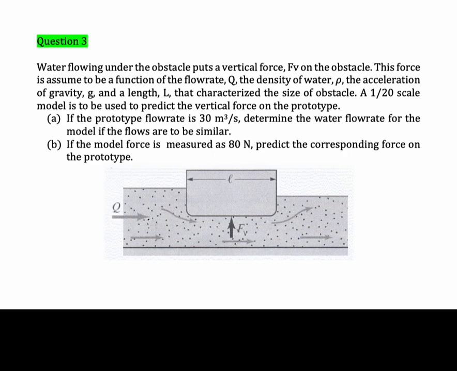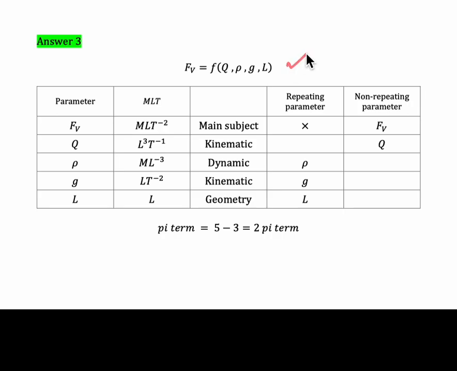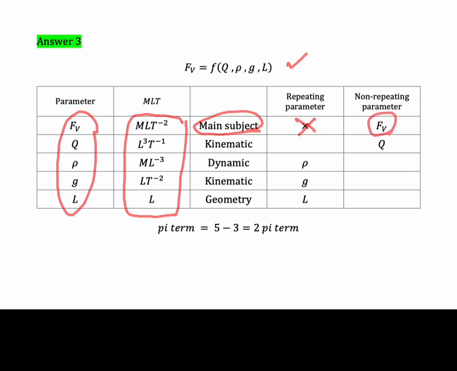So again, from this question, you need to find the words "is a function of." Here, the force is a function of Q, rho, g, L. So we only have four, and we can write this as a mathematical expression: F is a function of Q, rho, g and L. So we list all these parameters, five of them, and determine the MLT dimensions for each parameter. Force is the main subject, which means it cannot be a repeating parameter, so for sure it is a non-repeating parameter.